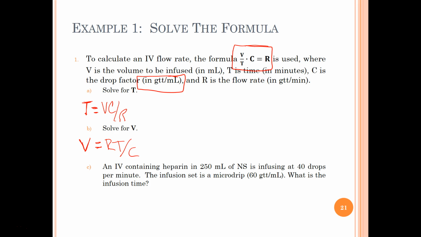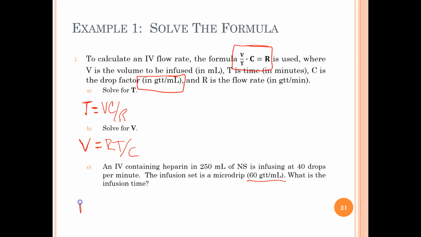An IV containing heparin and 250 milliliters of normal saline is infusing at 40 drops per minute. The infusion set is a micro drip set, which means really, really small drips, very precise. So that's about 60 drops per milliliter. That's how small those things are. Typical macro drip sets are 10, 15, or 20 drops per milliliter. So this is much, much smaller drop. Hence, it'd take a lot more of them to make up a milliliter of volume.